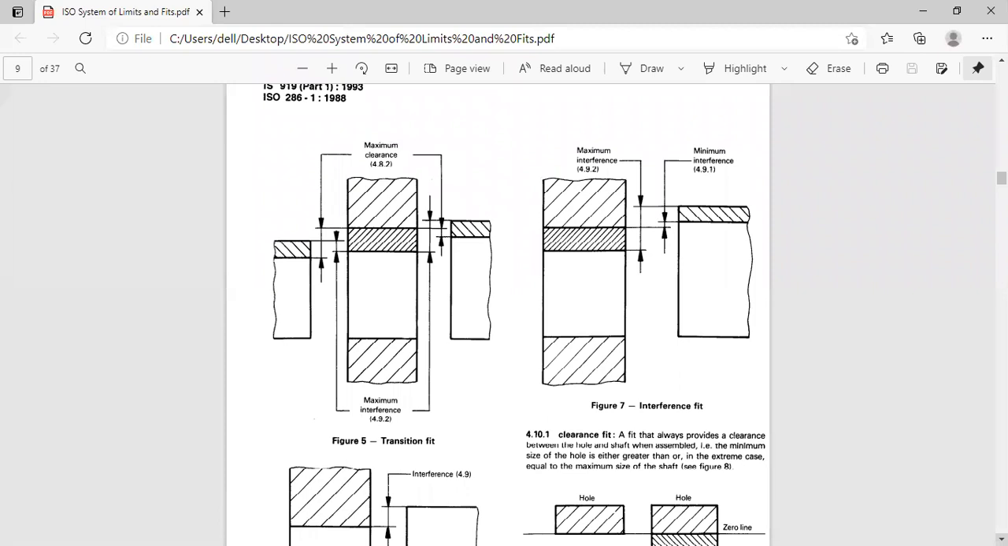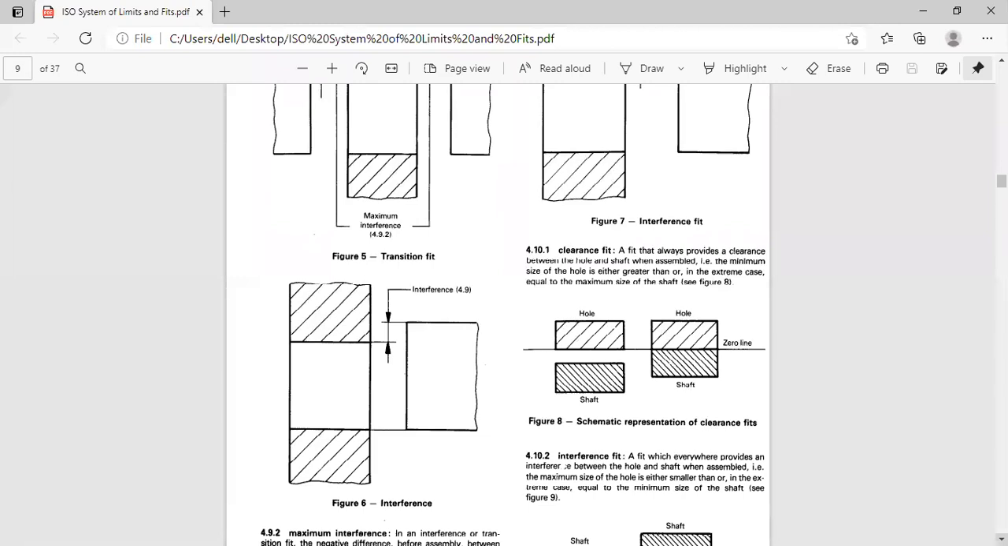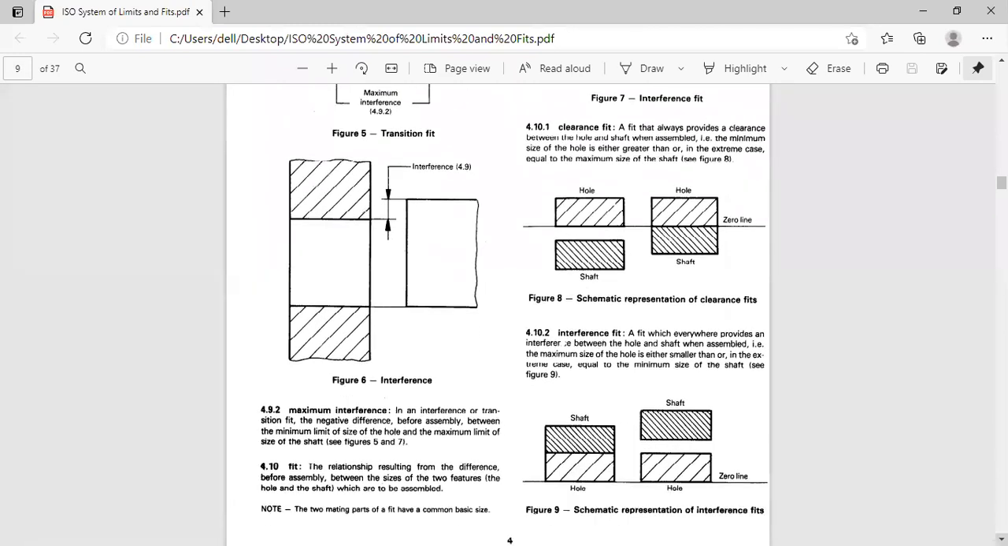So that is the clearance fit. Already we have seen the transition fit and the interference fit. How you represent it is very important. So what is maximum interference? In an interference fit, it is the maximum interference. When we are telling maximum clearance, we are referring to the clearance fit or the transition fit also. But what is a transition fit? It may have a positive allowance or a negative allowance. But in a clearance fit, only positive allowance, and in an interference fit, only negative allowance.